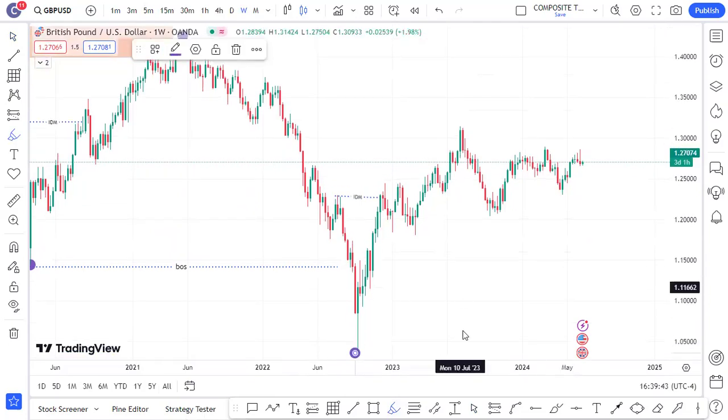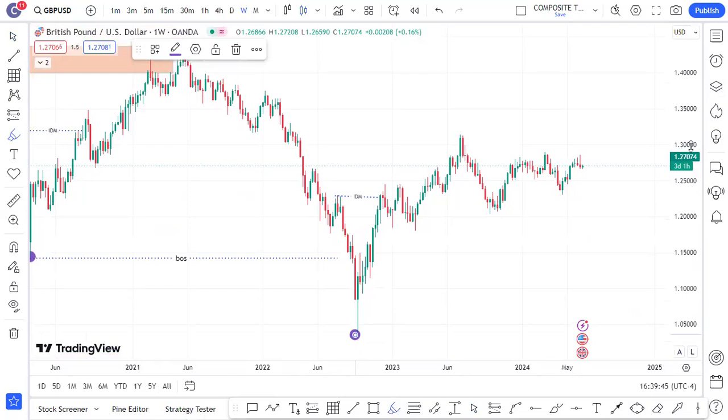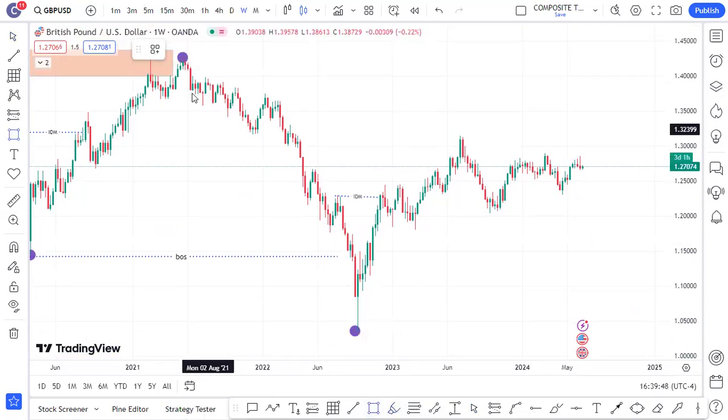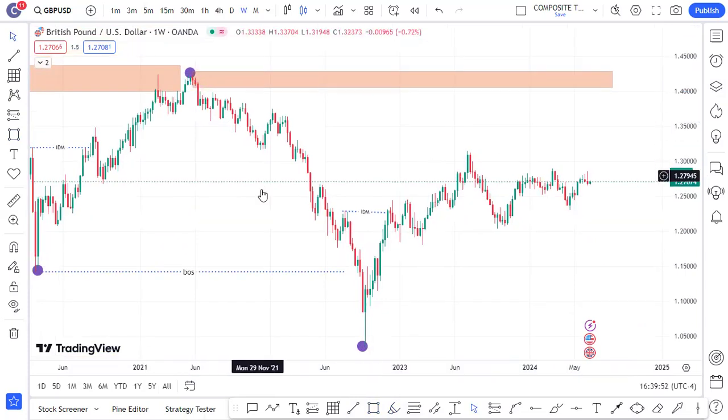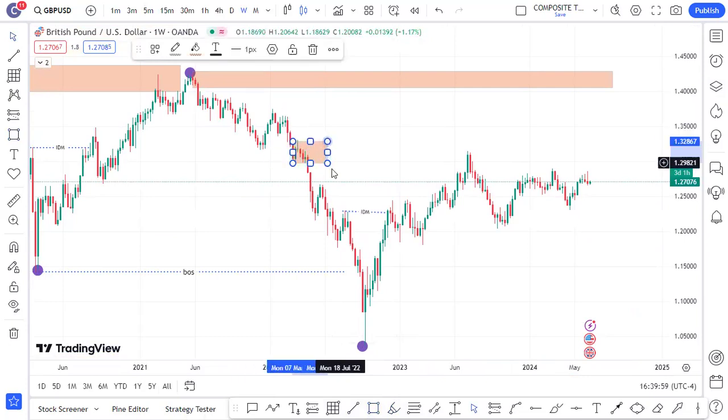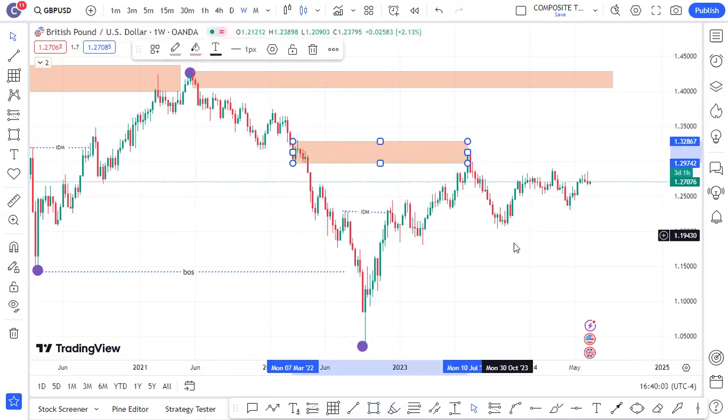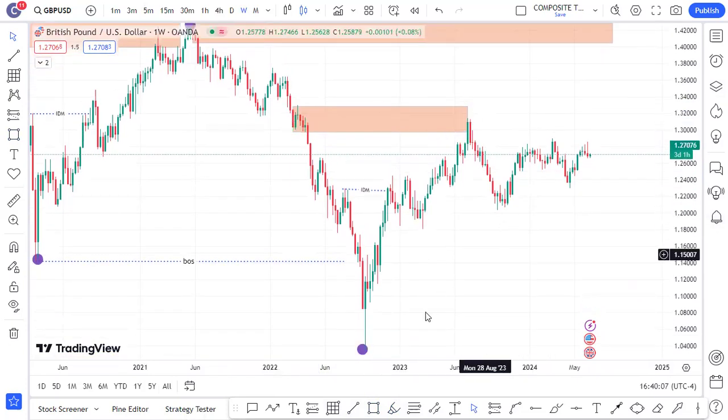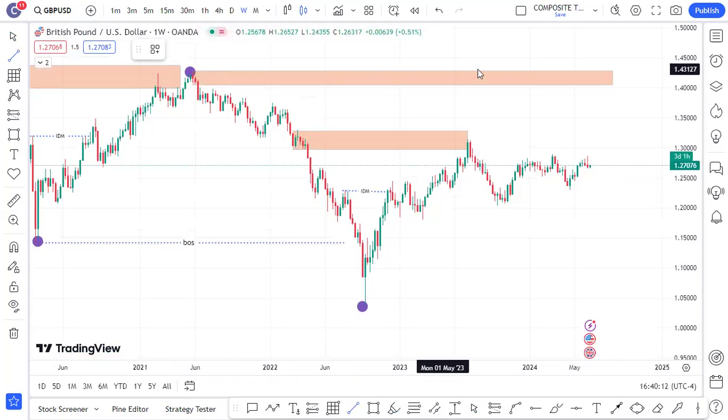Where's the price going? According to the weekly time frame, we might be targeting this extreme, an unmitigated block. This level is an order flow that is not mitigated. You can see a fair value gap there. This order flow stopped and the price was rallying to the downside. The main move is this all-time high, and this is where the price is going.